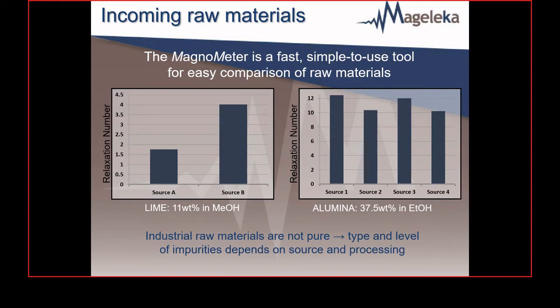The second example: crude mined limestone is converted to slaked lime by heating and hydration, but variations in this process can influence the quality of the final product. The materials shown on the left here are from two different sources, again created using different processing conditions, mechanical and chemical. In this case, I compared them, as you can see from the concentrations here, at 11 weight percent in methanol, and this is at 37%.